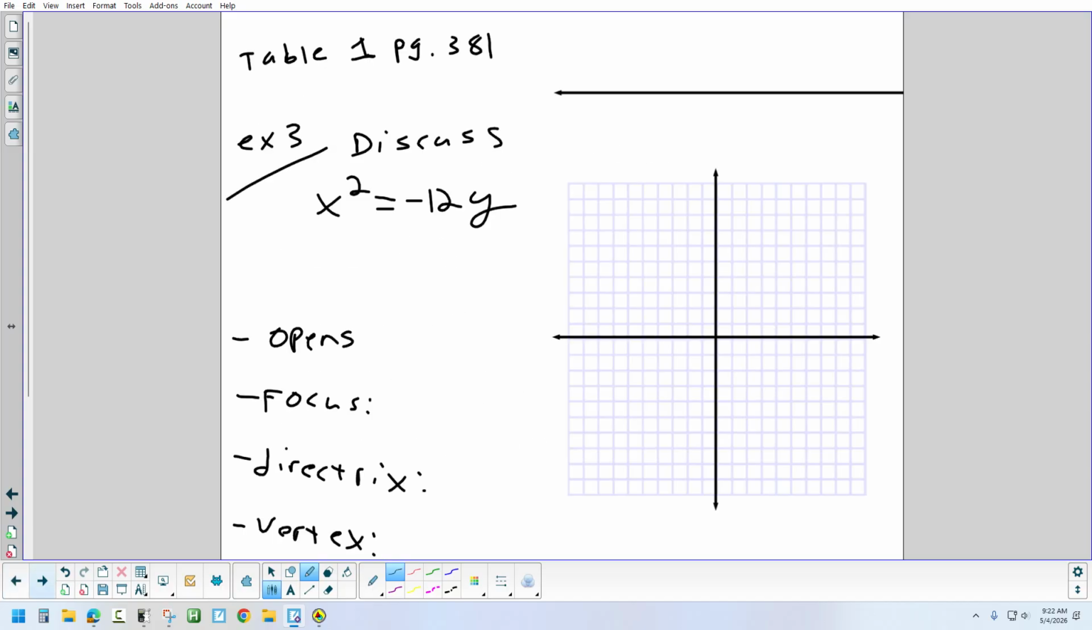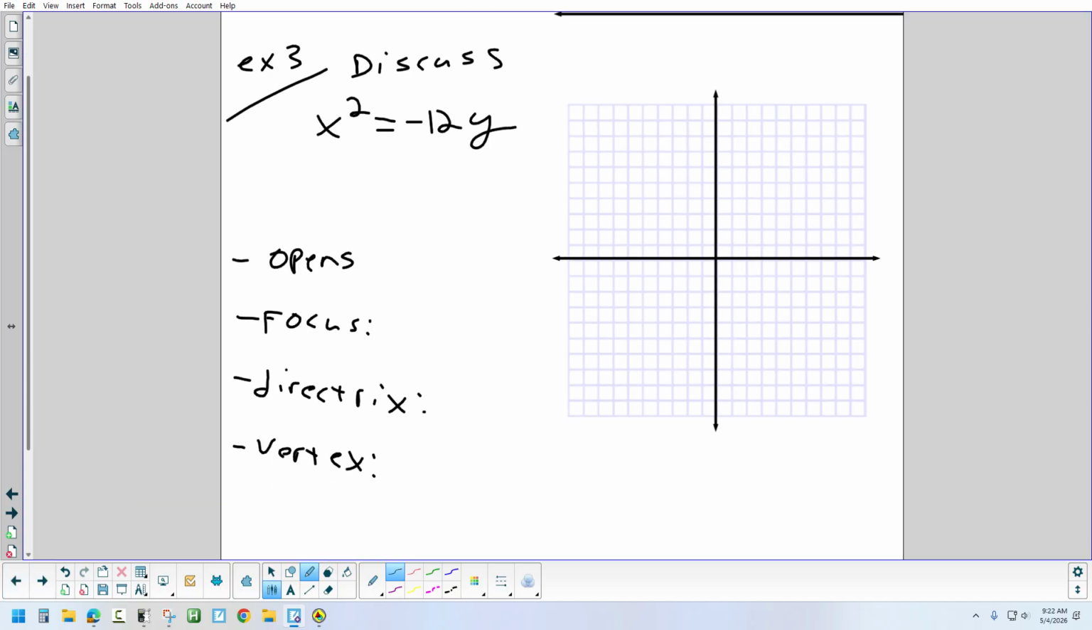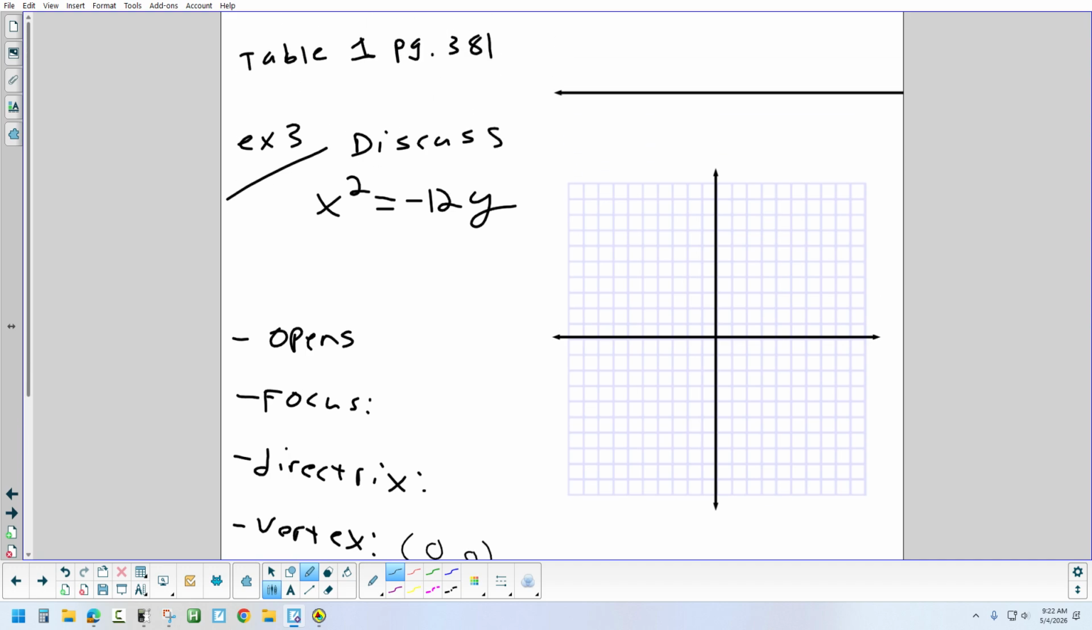All right, so we know it's going to open, vertex at the origin. Which way is this one going to open? And to answer that, you might want to rewrite this equation. How would we rewrite that right-hand side so it looks more in the standard format that we're using?